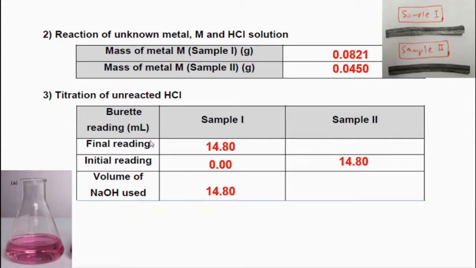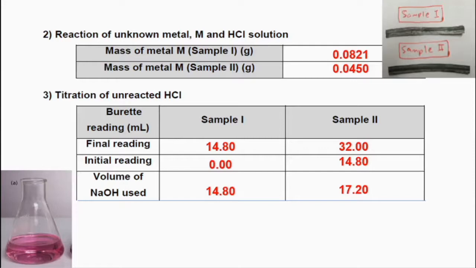just a continuation from here, 14.8, right, and then the final reading was 32.00. So to get the volume of sodium hydroxide used in this titration with the unreacted HCl with metal M, 32 minus 14.80, so we are going to get 17.20.